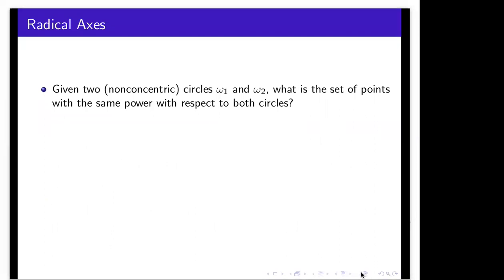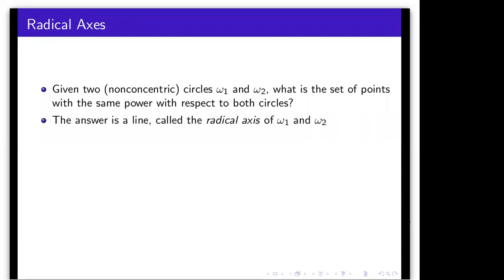So the radical axis arises from the question: if we have two circles, omega 1 and omega 2, what is the set of points that have the same power with respect to both circles? That is, find all points P such that the power of P with respect to omega 1 is also equal to the power of P with respect to omega 2. The answer ends up being a line, and this line we call the radical axis of the two circles.